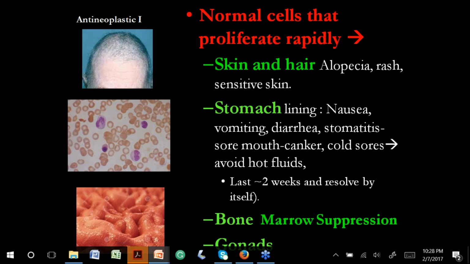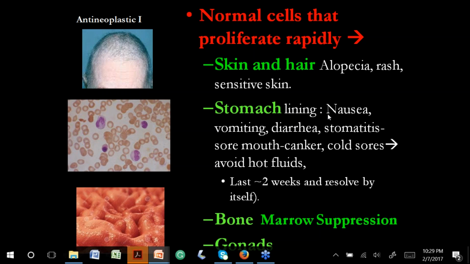But in chemotherapy, you lose the hair, but it's likely, not 100%, but likely that the hair will grow again. And that lack of hair is called alopecia.